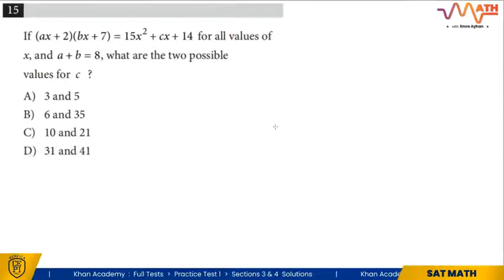Question 15. Ax plus 2 times bx plus 7 is given as 15x squared plus cx plus 14 for all values of x, and a plus b is equal to 8. What are the two possible values for c? So here, this quadratic expression is already factorized. These are the factors given, and we will work on it to find c.